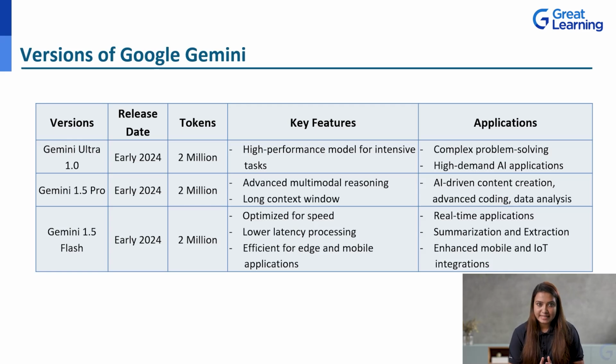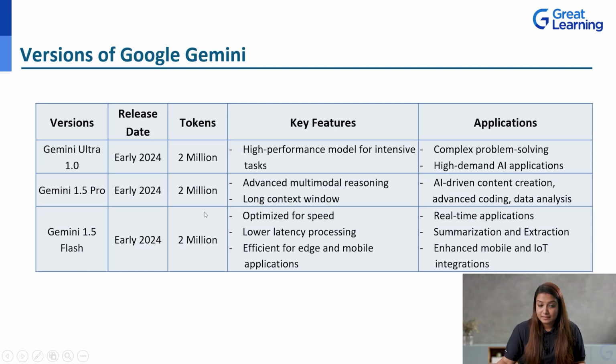It was generally used for intensive tasks, complex problem solving, or high-demand AI applications, with the use of Gemini Ultra 1.0. Gemini 1.5 Pro was an early version of 2024. It also has 2 million tokens. It is generally used for advanced multimodal reasoning and a long context window. AI-driven content creation is the application, with the data analysis feature and advanced coding features available in 1.5 Pro, which is currently most used, and we are also learning more about 1.5 Pro in this video.